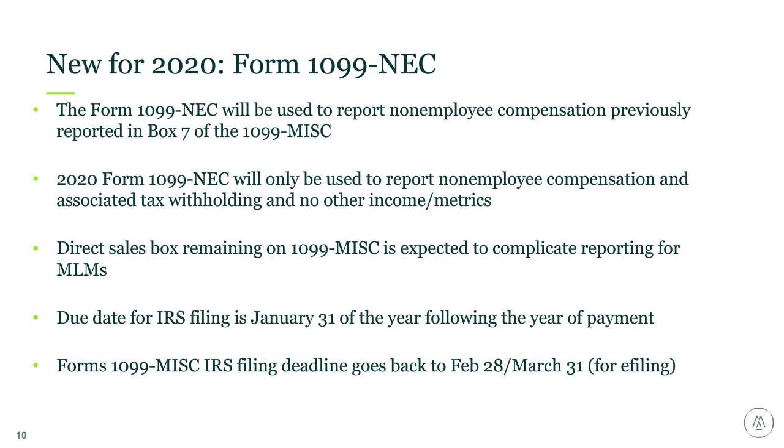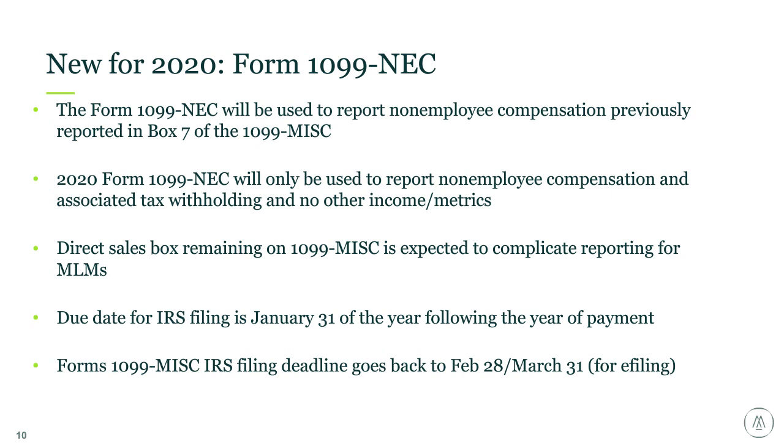So in an attempt to make this less confusing, the IRS has separated what used to be Box 7 reporting on the 1099 MISC into its own form, a 1099 NEC. On this Form 1099 NEC, the 2020 form really just shows non-employee compensation and withholding associated with that non-employee compensation. There is nothing else on that form. State reporting, of course, recipient data, name, address, TIN. But other than that, just the non-employee compensation box.